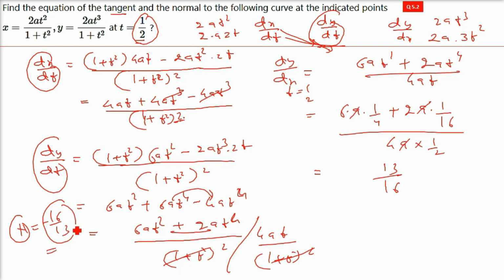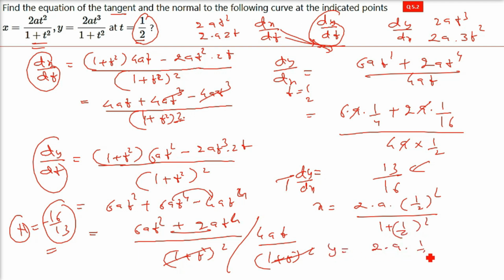So as I said, I will take you to that extent where you can find the normal equation. The tangent equation is my responsibility. We have already found out dy by dx, 13 by 16. Now x has to be found out at t equals to half. So x will be 2a half square by (1 plus half) whole square. y will be 2a half whole cube by (1 plus half) whole square. I'm just replacing t by half. What do you get? I'll just tell you the final values. So x will be 2a by 5 and y will be equal to a by 5.